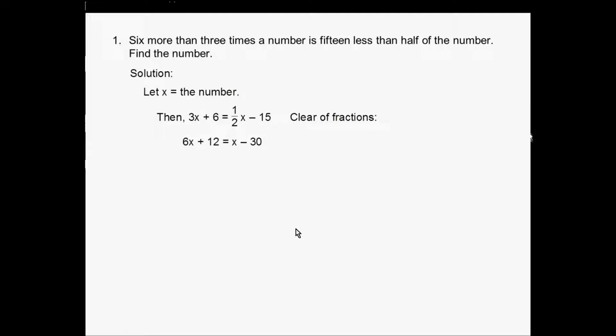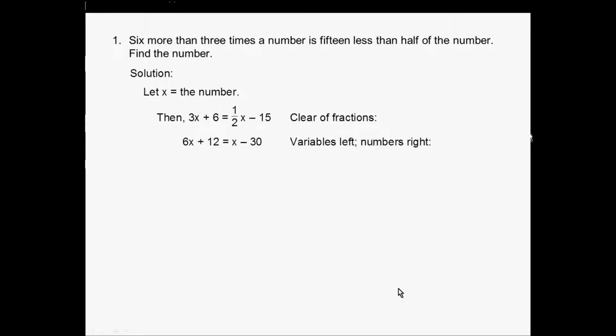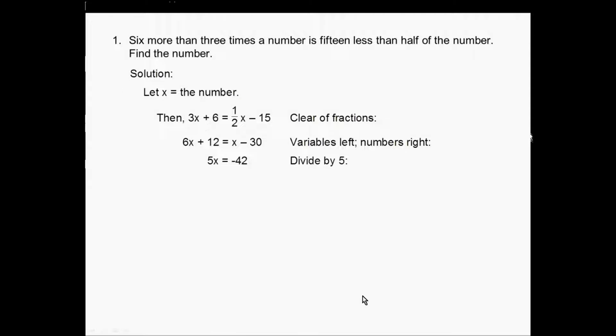I want my x's to the left, numbers to the right. So subtract x, subtract 12. I'll have 5x equals negative 42. Divided by 5, so x will be negative 42 over 5. That's our number. The number is negative 42 over 5. Hey, don't go to a decimal, don't go to a mixed number, it's not worth the effort.